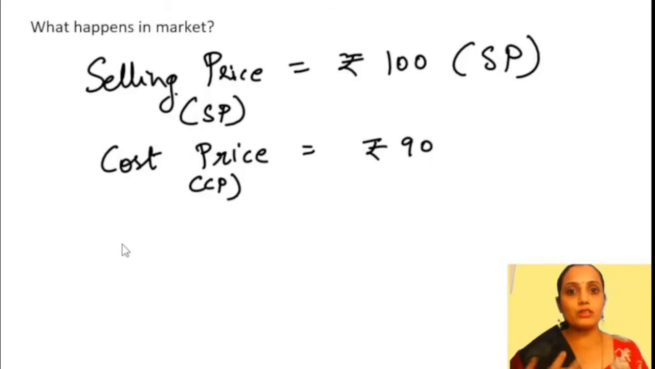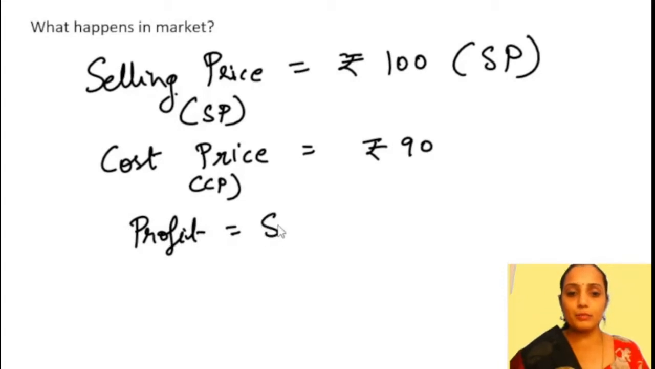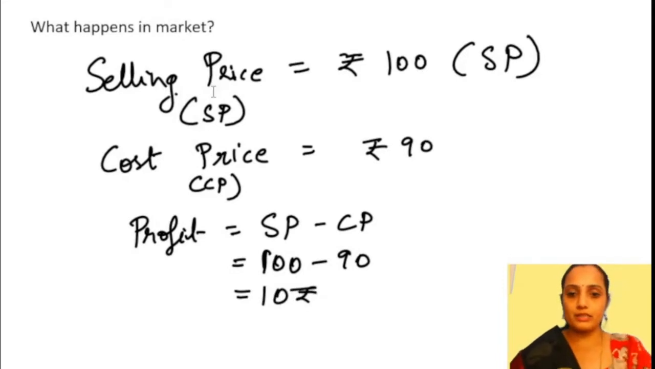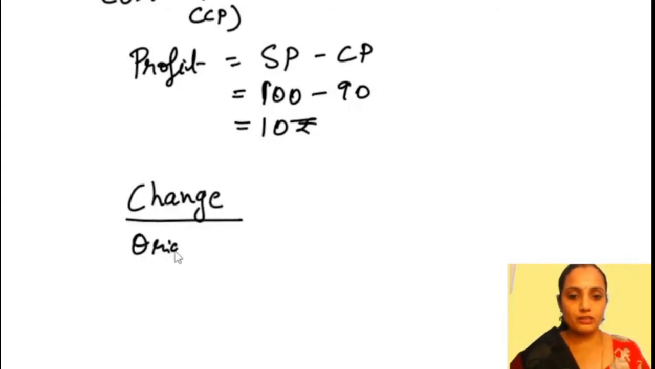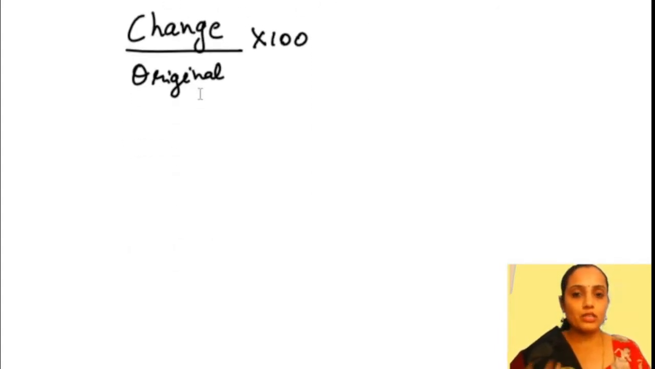Now he made money. So this is going to be profit. So profit will be the selling price, because it is the greater, minus the lesser, selling price minus cost price, which is going to give us 100 minus 90, which gives us 10 rupees. He gained rupees 10. Okay, now we have to calculate the percentage profit. Now it's going to be the same as we saw in the previous chapter. We are going to use the same formula, change by original into 100. Now we are going to change it a little bit.